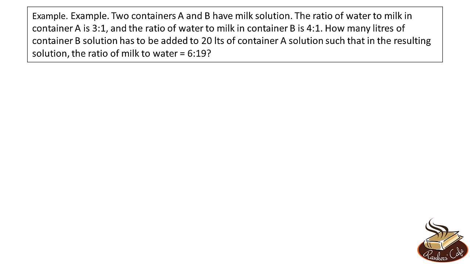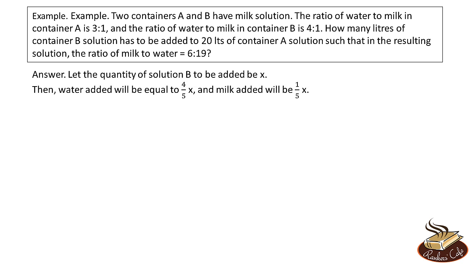Again, the important thing to realize here is that this is a question on alligations. But first, let's use the conventional method to solve this question. Let the quantity of solution B to be added be equal to x. Then water added will be equal to 4/5 x and milk added will be equal to 1/5 x, as the ratio of water to milk in container B is 4:1.